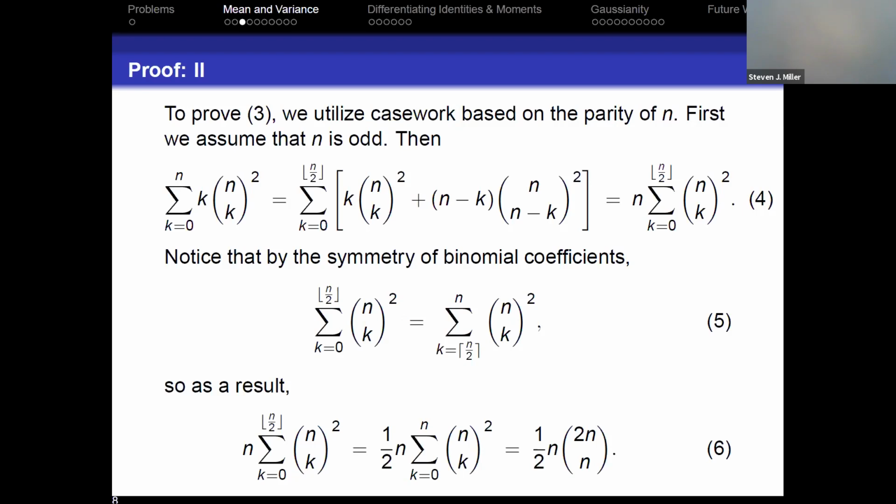So why am I assuming n is odd in this? Because when n is odd, the left part of the equation is equal to the right part of the equation. If it is even, they're still equal. Equation 5 is still true if they're equal. But there's a problem with equation 4.